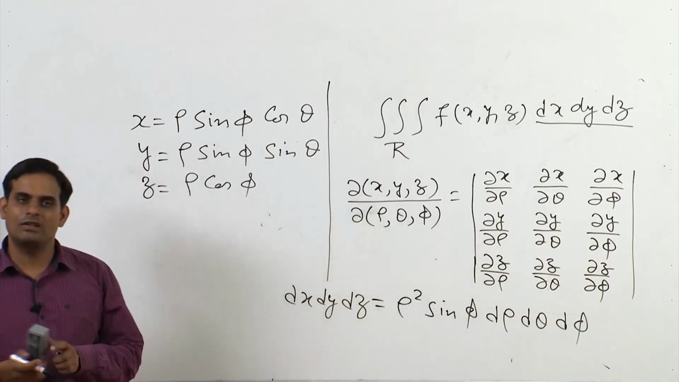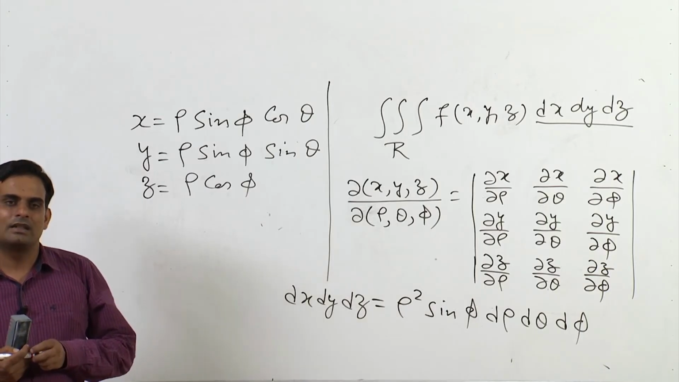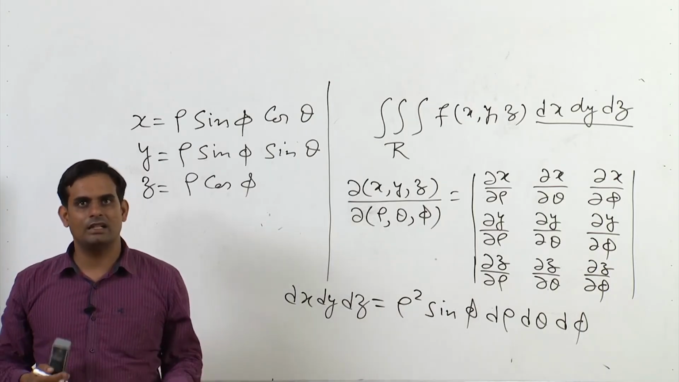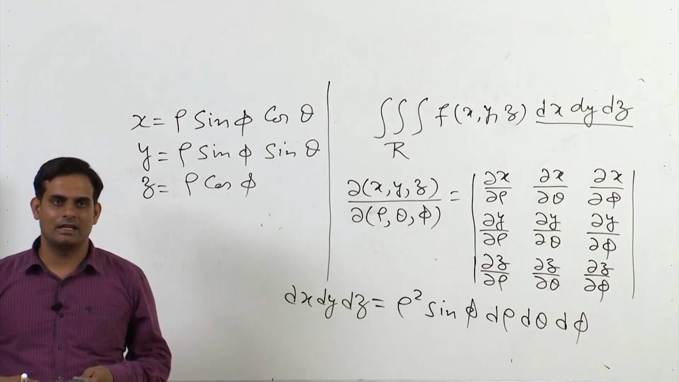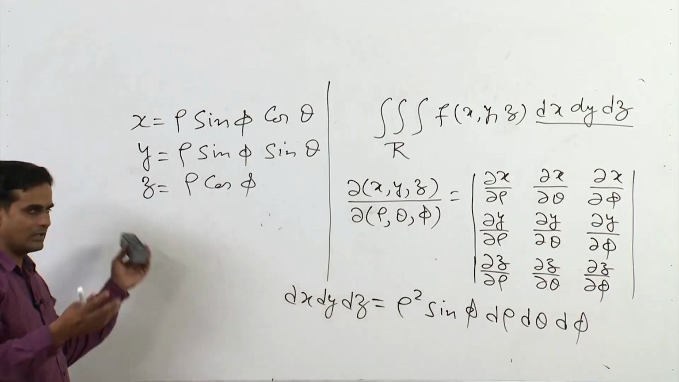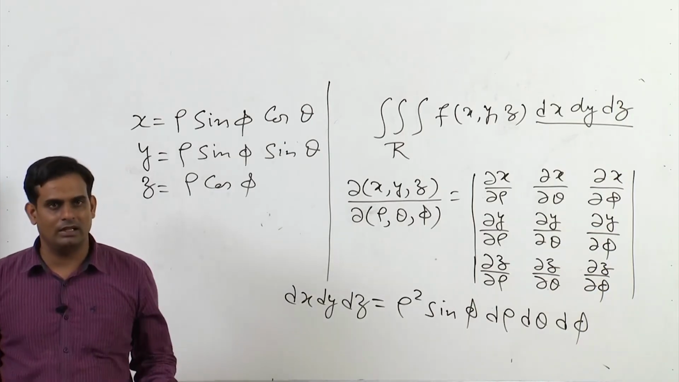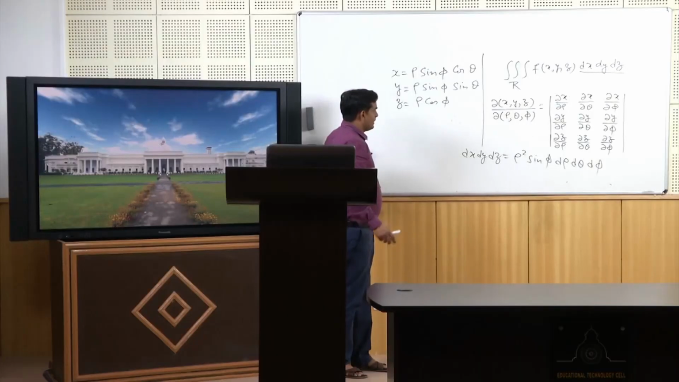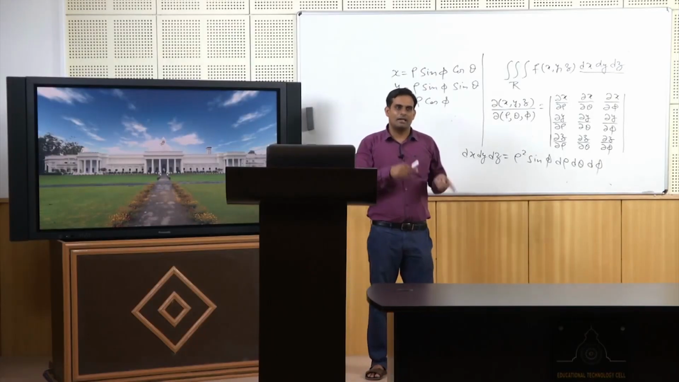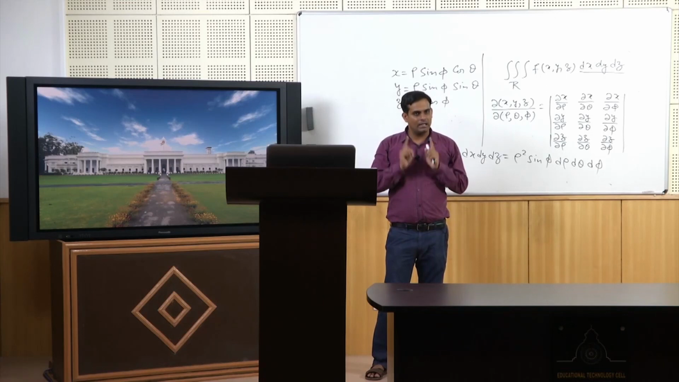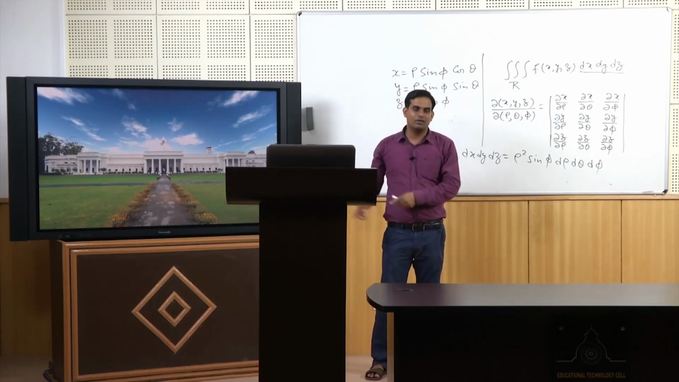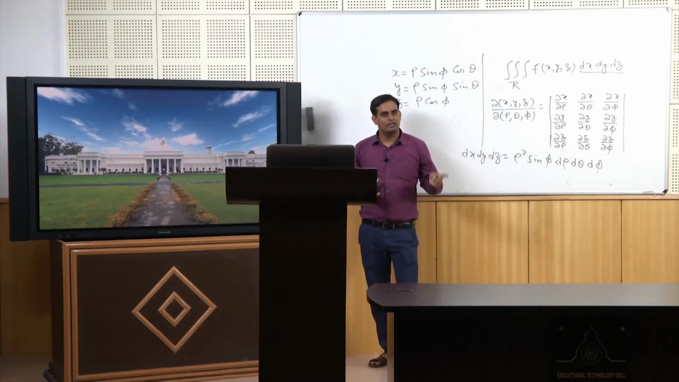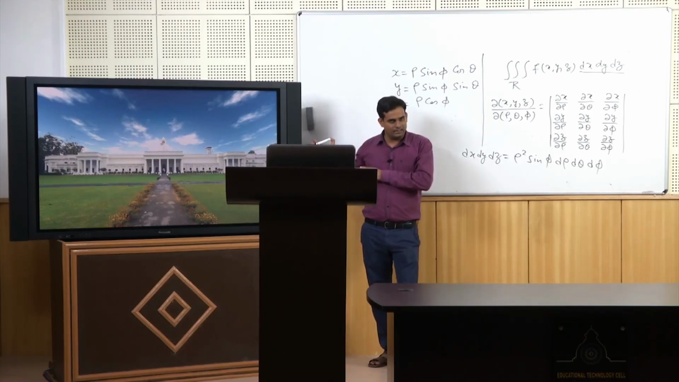So, this is the change of variables when you are changing your variables from Cartesian to spherical coordinates. That is the extension of polar coordinates into 3D. Similarly, in cylindrical coordinates dx dy dz will become r dr d theta dz, because the coordinates are r, theta and z.